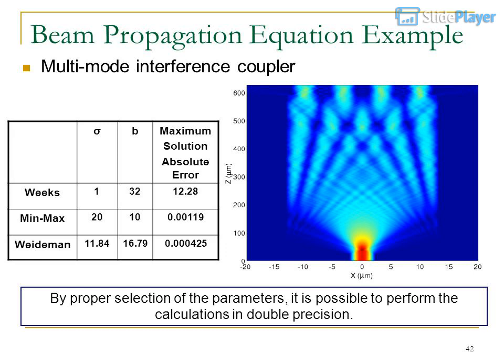Multimode interference coupler. Sigma, b, maximum solution absolute error. Weeks: 1.32, 12.28. Min-max: 20, 10, 0.00119. Weideman: 11.84, 16.79, 0.000425. By proper selection of the parameters, it is possible to perform the calculations in double precision.